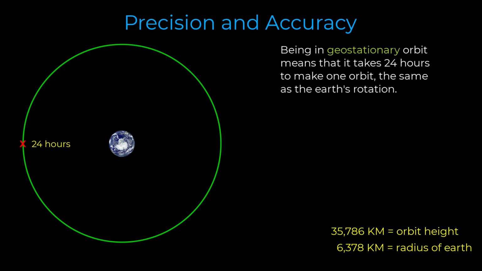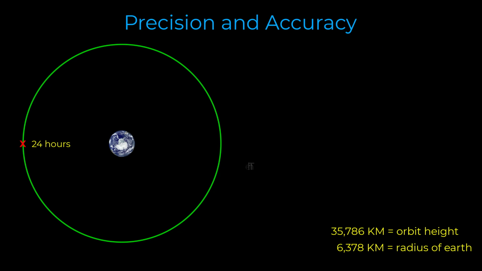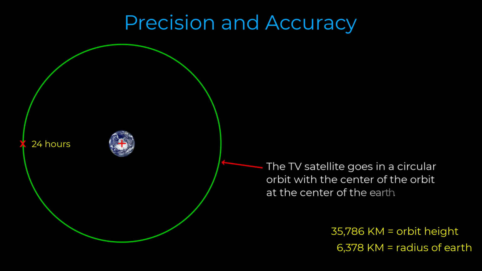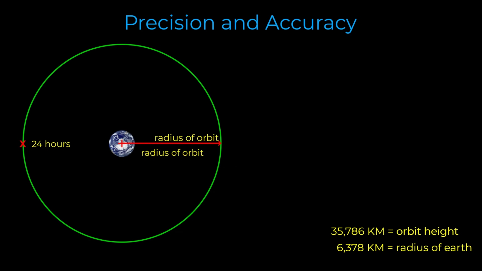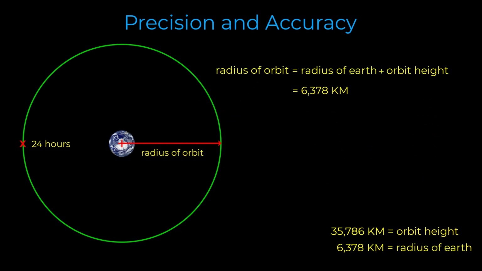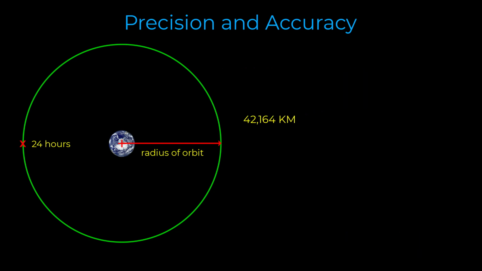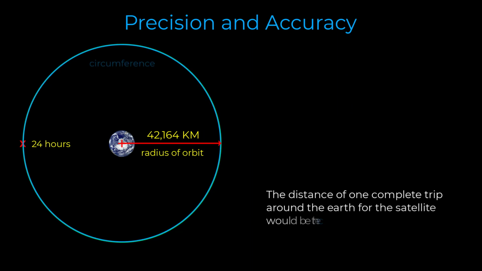Now I need to do a little math. The TV satellite goes in a circular orbit with the center of the orbit at the center of the Earth. So the radius of the circular orbit would be the sum of the radius of the Earth and the distance the satellite is above the surface of the Earth. That total is 42,164 kilometers.